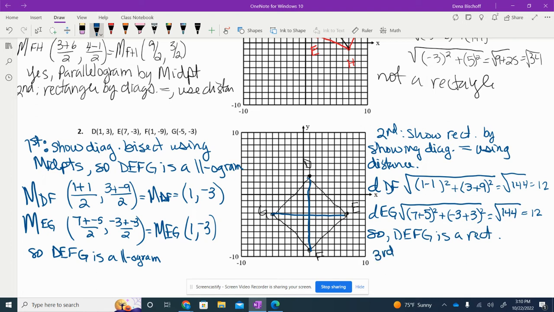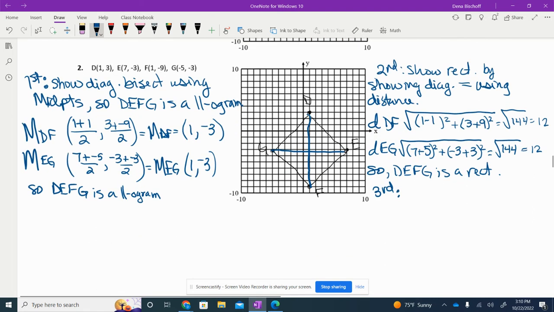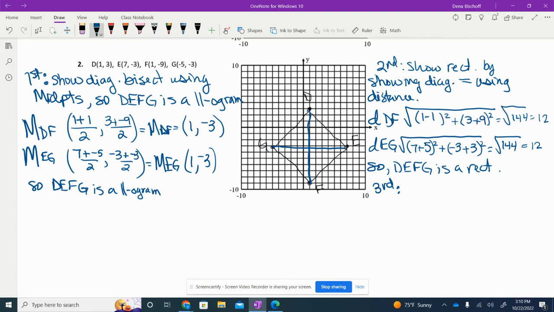Last, I need to show that the sides are congruent to make it a rhombus, or I can show that the diagonals are perpendicular to prove that it is a rhombus. All right, so I'm going to do that using slope.